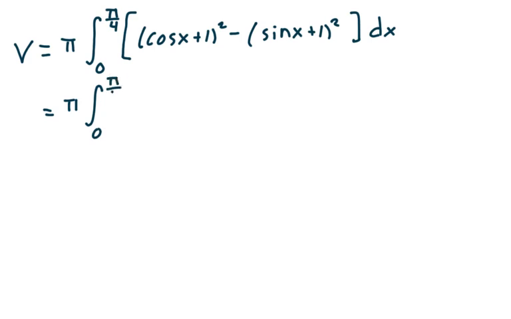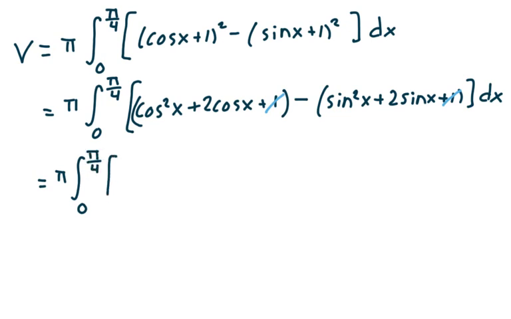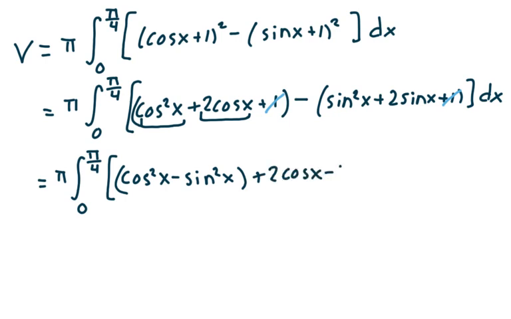So this is pi times the integral from 0 to pi over 4 of, and I get cosine squared x plus 2 cosine x plus 1, minus sine squared x plus 2 sine of x plus 1, dx. Now, notice how these 1's can disappear here. 1 minus 1 is 0. And so this is pi times the integral from 0 to pi over 4 of cosine squared x minus sine squared x plus 2 cosine x minus 2 sine of x dx.